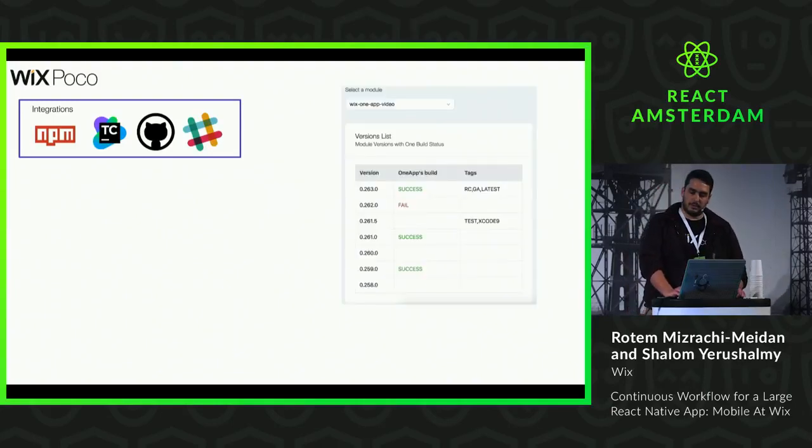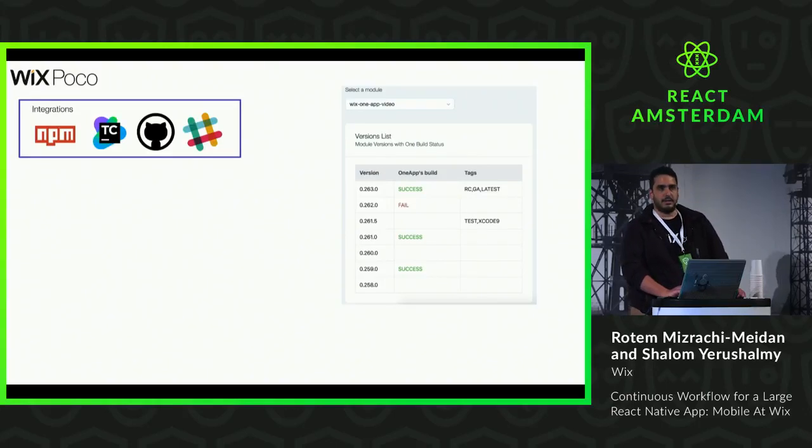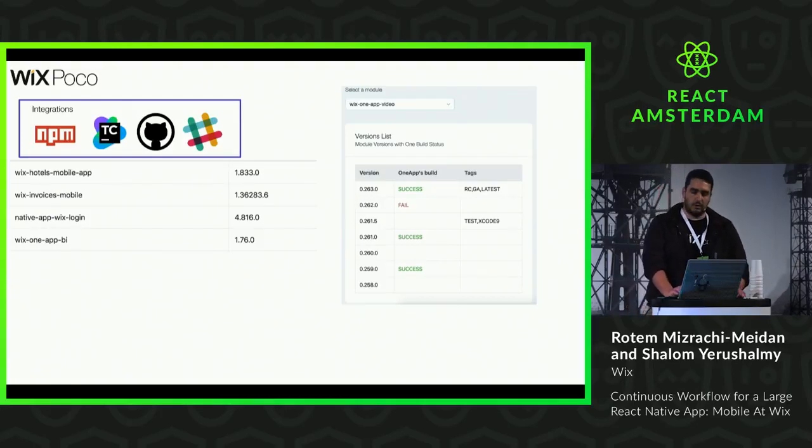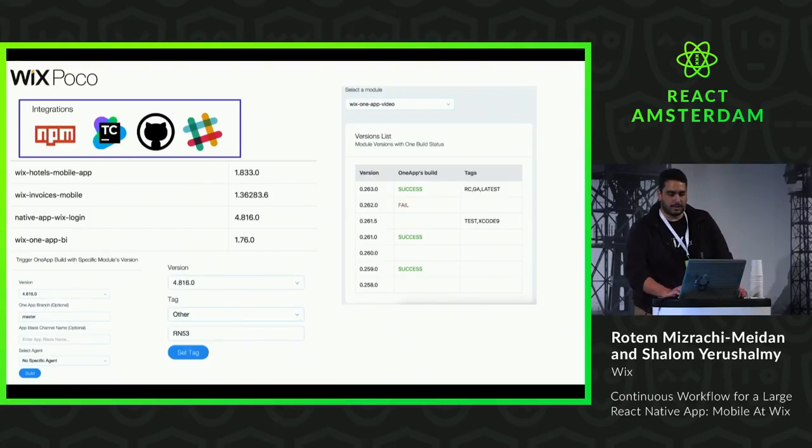Here we can see the module state at every point in time. As you can see here, the module version is the first column. Then you have the one-app build. This is this specific version on the one-app build, whether it succeeded or failed, and also the NPM tags. It also shows all the modules contained in the same released app. It enables creation of custom apps with specific module versions, and also enables custom flows with different NPM tags per build. For example, when we need to upgrade the React Native version, we can create a custom tag for the version that we built.